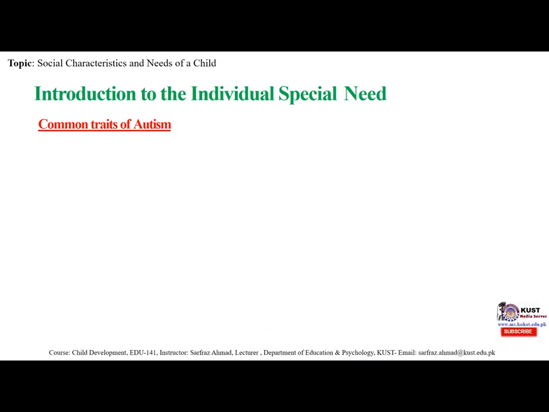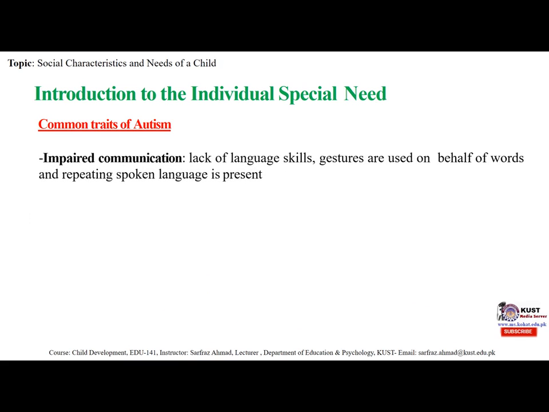Then common traits of autism. What are the common traits? Like impaired communication, meaning lack of language skills. Gestures are used on behalf of words, and repeating spoken language is present.